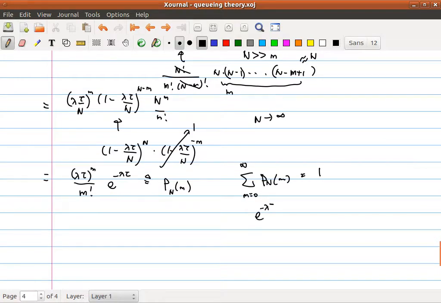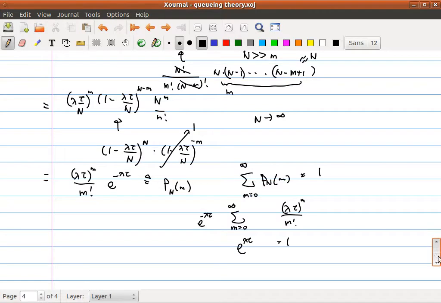e to the minus lambda tau, times the sum of lambda tau to the m over m factorial, m equal to 0 to infinity. And these parts have nothing to do with m, so let me just pull it out here. And this summation is exactly equal to e to the lambda tau. This is basically, I think, the Euler equation. So this will just get cancelled, therefore it's just equal to 1.